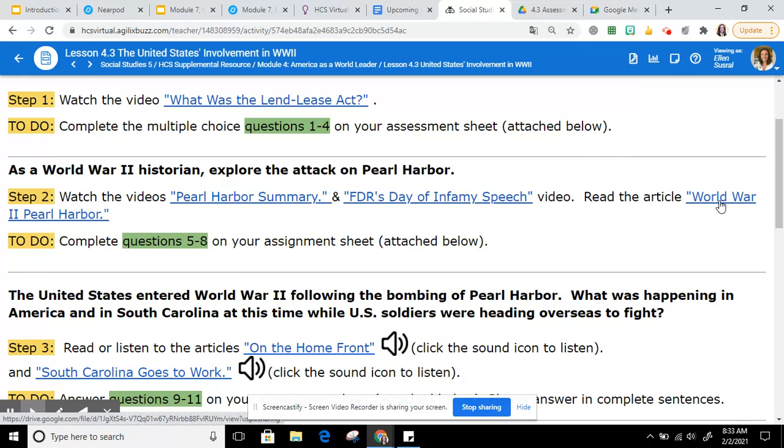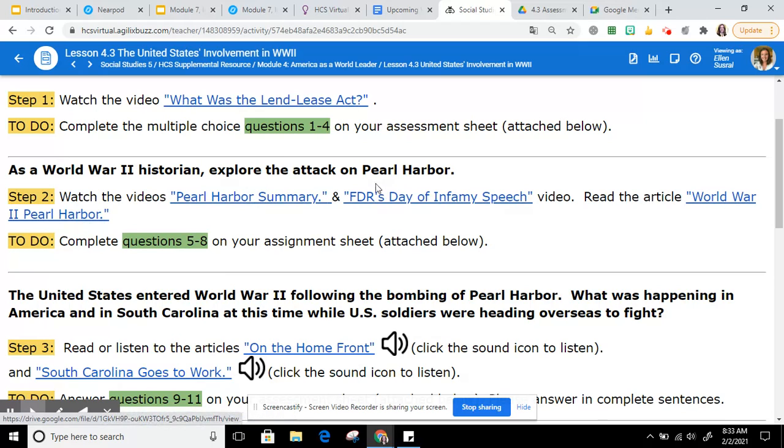Boys and girls, usually these articles are linked also with a video that you can listen to the article. This one's a very short article, about a paragraph or 2. So we don't have a recording of that article being read. So you'll have to read that one independently, but it's called World War II Pearl Harbor.